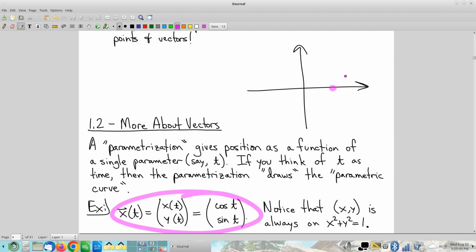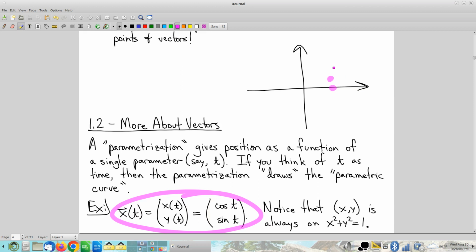Gives you 1, 0 in this case. Plug in a slightly larger value of t. That's going to make cosine a little smaller. It's going to make sine somewhat larger. That would give you a point, let's say, about right there. And you can literally just keep plugging in numbers.